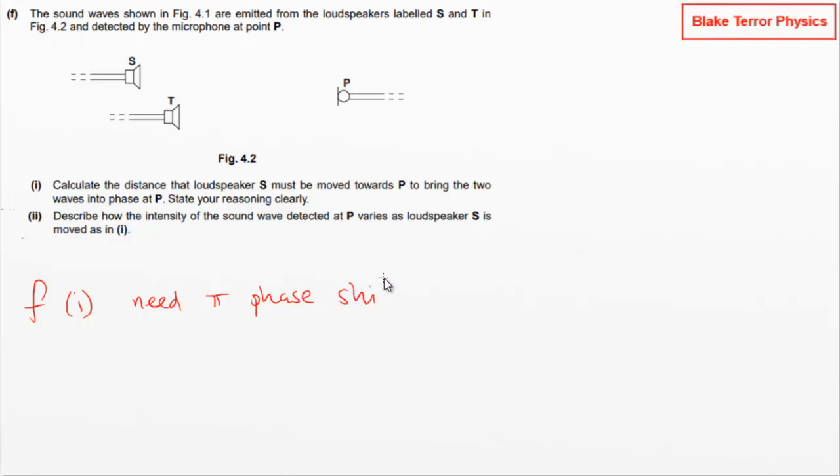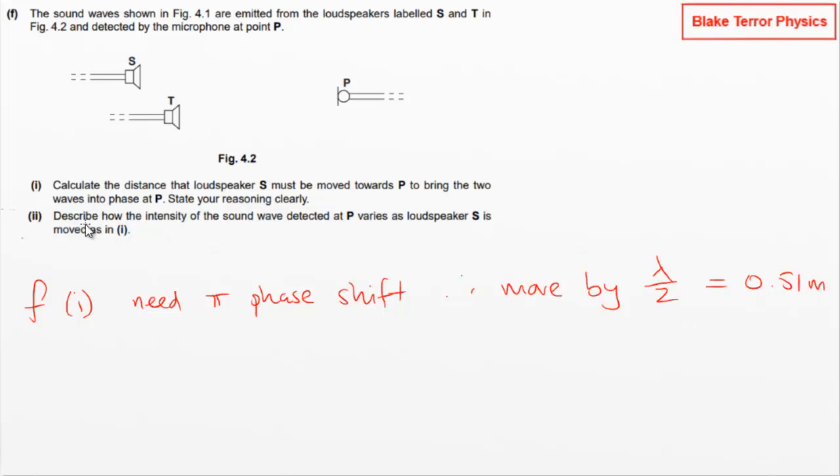Therefore we've got to move it by half a wavelength. Therefore, move by lambda over 2. That was 1.02, wasn't it? We calculated before. So 0.51 meters.